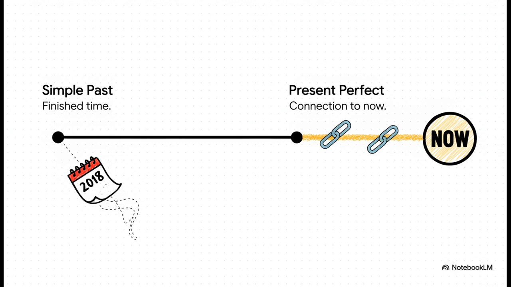But present perfect, that connects the past to now. Saying I have visited London means that experience is still relevant. It's part of my life today. The time is unfinished. Looking at our matrix, we can see why. They have different aspects. That's the key.